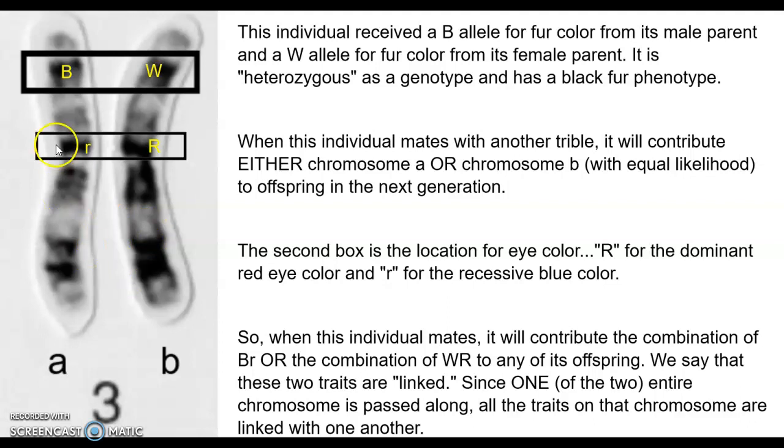So these two traits, say the fur color and the eye color, are linked, since that entire chromosome is passed along. All the traits on that chromosome are linked with one another. There may be 20 other traits about tribbles that we haven't identified that would be passed along on chromosome number 3, and a whole bunch of other traits on chromosome number 1, number 2, and so on. But we'll keep it simple and think about fur color and eye color. If they're both located on chromosome 3, then we say that those traits are linked.